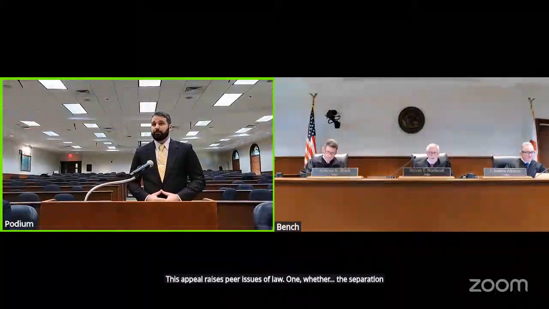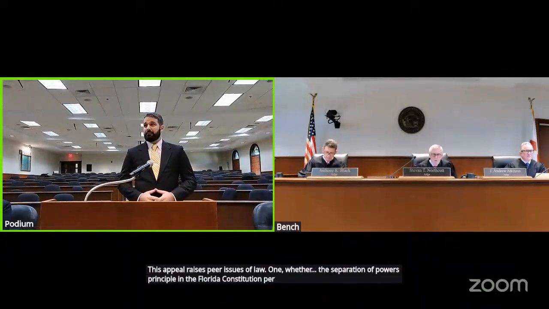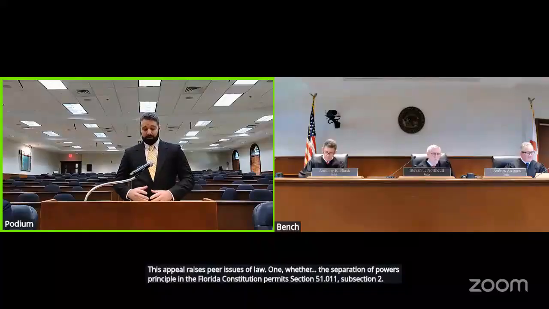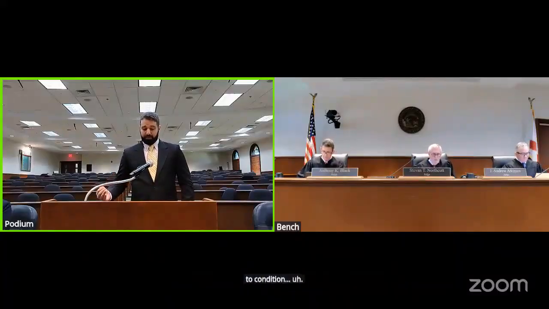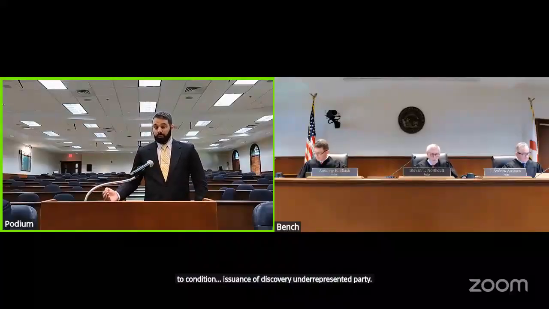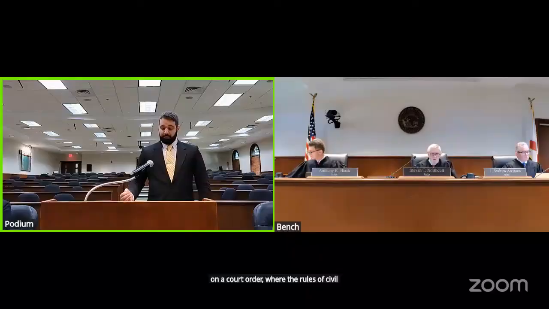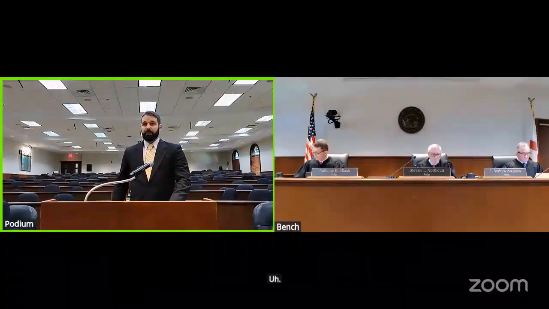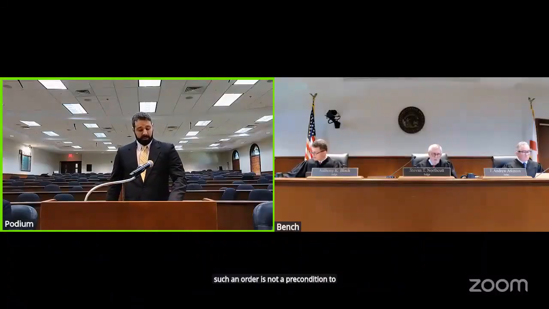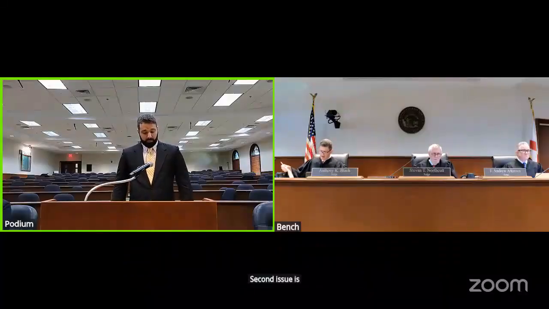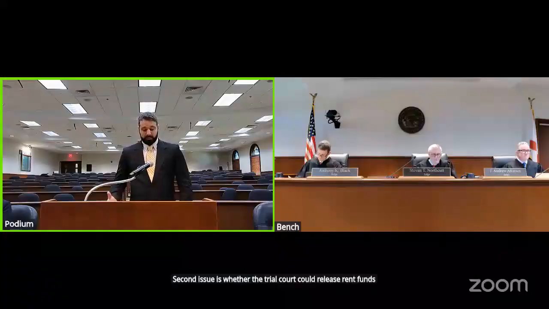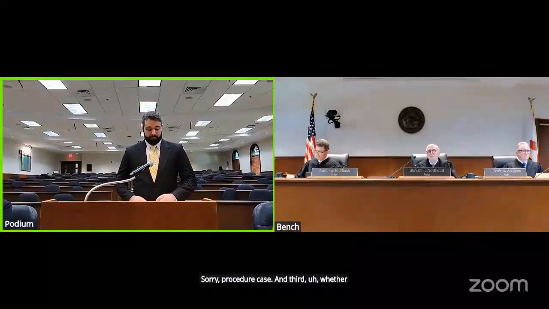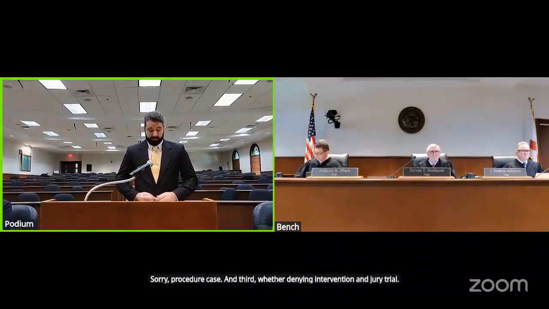Separation of powers principle in the Florida Constitution permits section 51.011 subsection 2 to condition issuance of discovery on a represented party on a court order, where the rules of civil procedure 1340 and 1350 expressly state that such an order is not a precondition to issuance of discovery. Second issue is whether the trial court could release rent funds in a summary procedure case. And third, whether denying intervention and jury trial violated our constitutional rights.